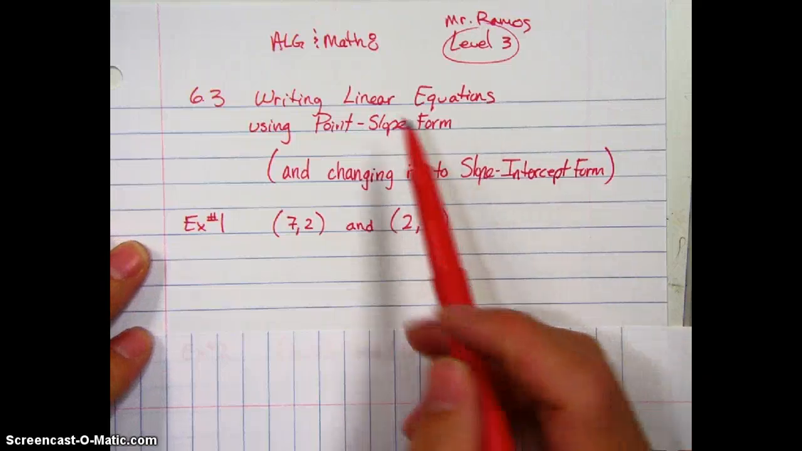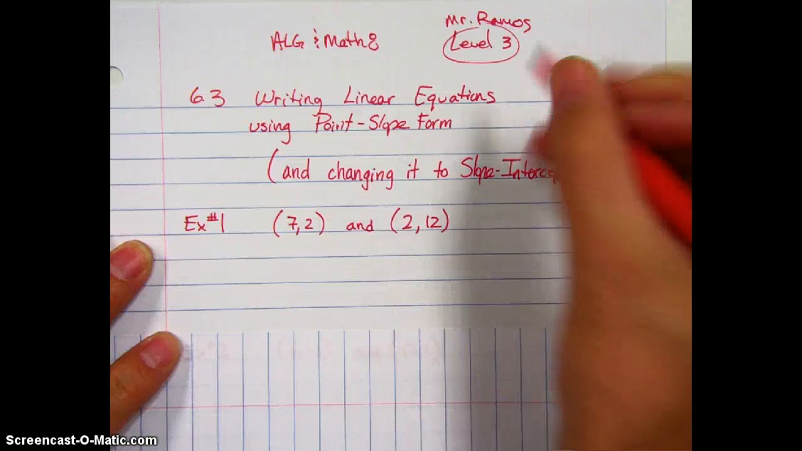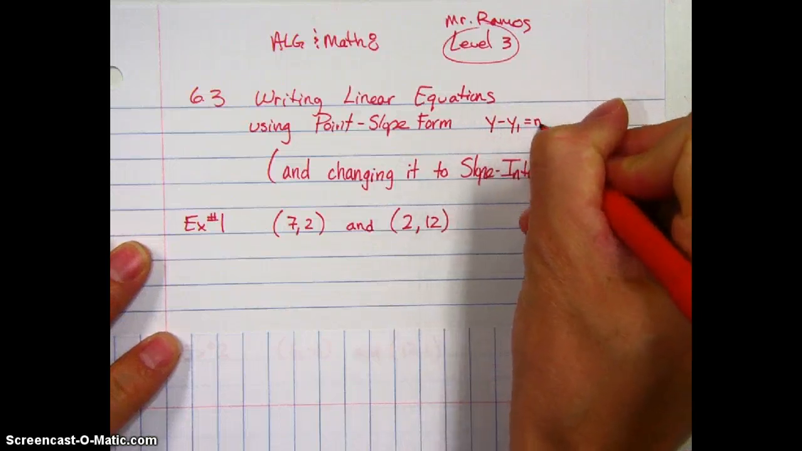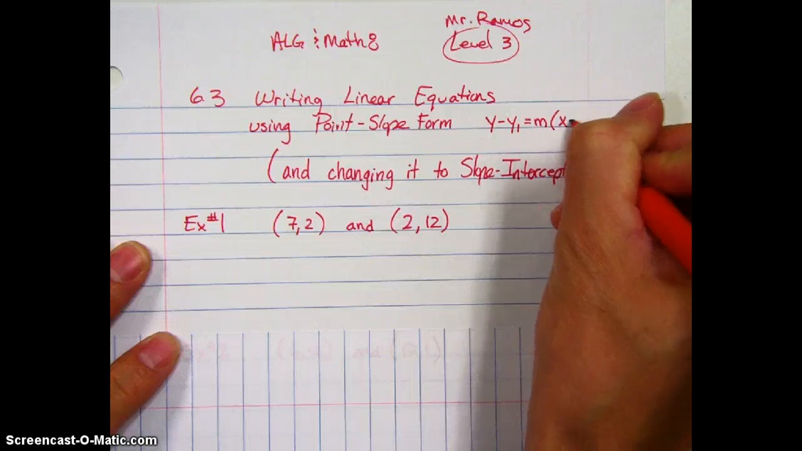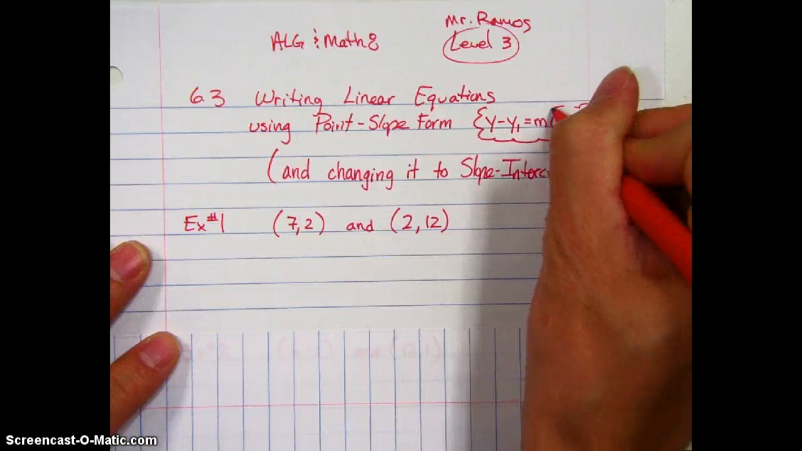Alright, so the last video for 6.3, writing linear equations in point slope form. If you recall, point slope form is y minus y1 equals my slope times the quantity x minus x1. Okay, so that's the main thing that we're focusing on today.